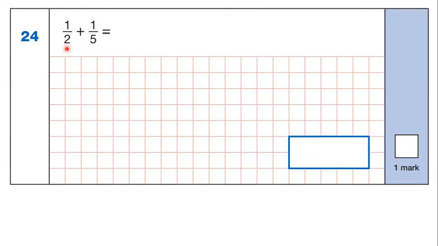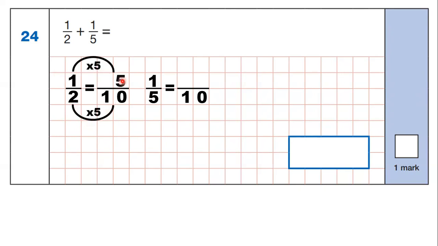Question 24, 1/2 plus 1/5. To add fractions, we need the denominators to be the same, but 5 isn't a multiple of 2. 5 isn't in the 2 times table, so this means we need to change both fractions. 10 is in both the 2 times table and the 5 times table, so let's find equivalent fractions with a denominator of 10. 2 times 5 is 10, and 1 times 5 is 5.